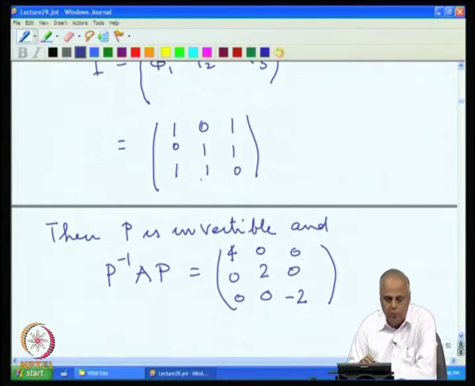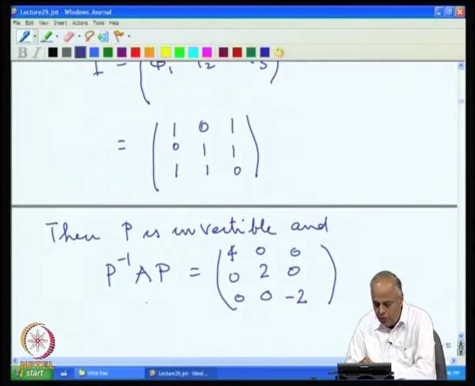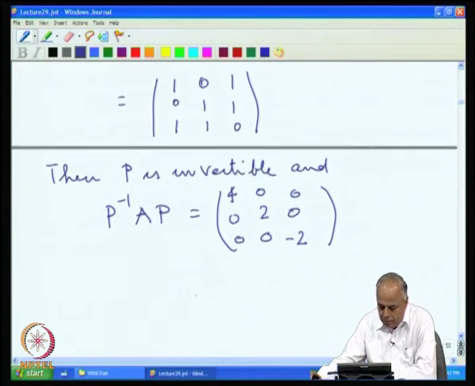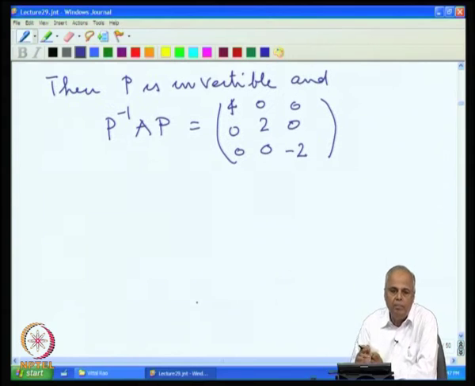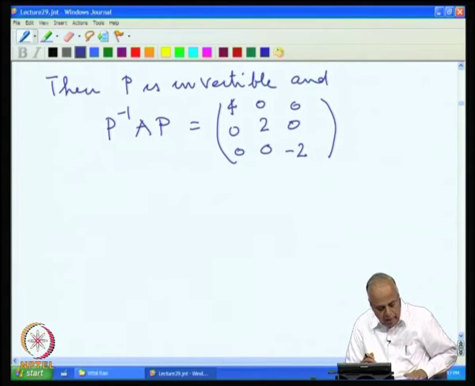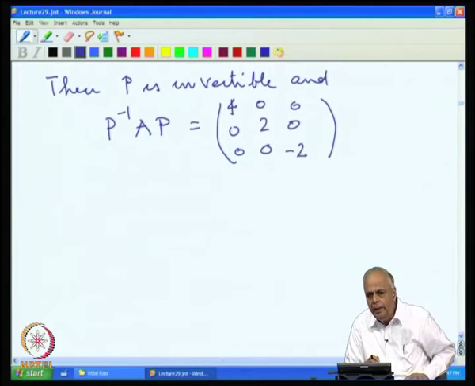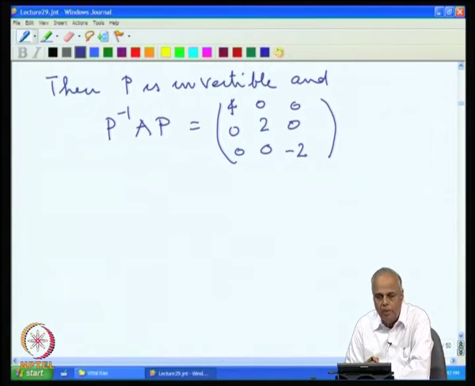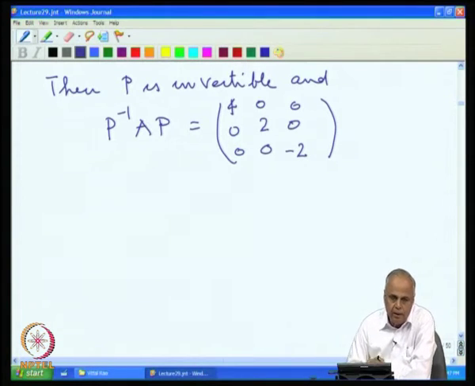Now, with this matrix P, one can easily calculate P inverse and verify indeed that P inverse A P is this diagonal matrix. So, if we have an n by n matrix where we can find n linearly independent eigenvectors and the n scalars lambda 1, lambda 2, lambda n, and thus n eigenpairs in which the eigenvectors involved are all linearly independent, then we can assert that the matrix A is diagonalizable. Let us look at another example.